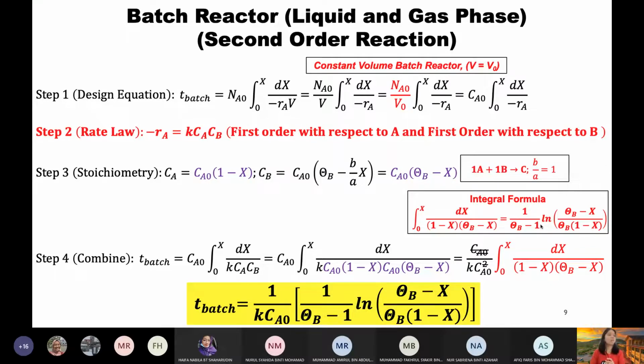Don't forget saya kena combine dengan part tadi yang CA naught per K CA naught square tu. Then sebab CA naught tu saya boleh cancel. I have one CA naught at the top. I have two CA naught at the bottom.